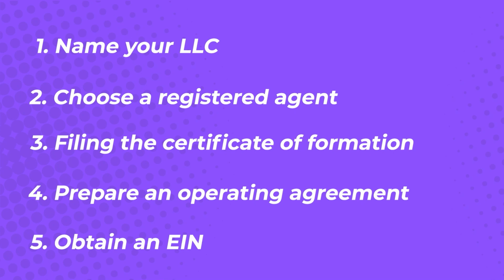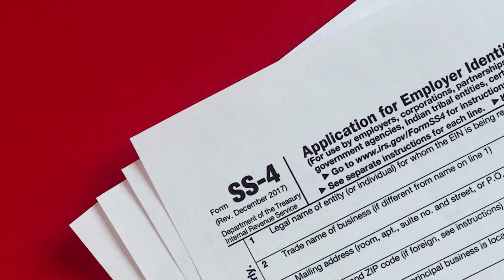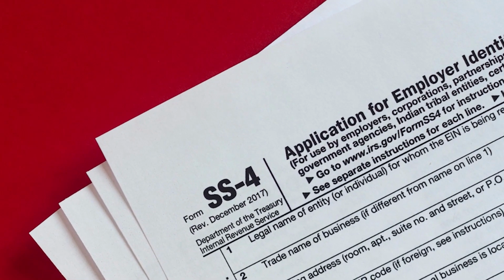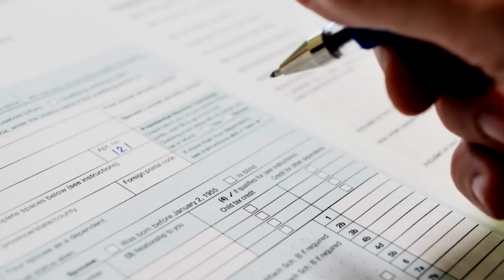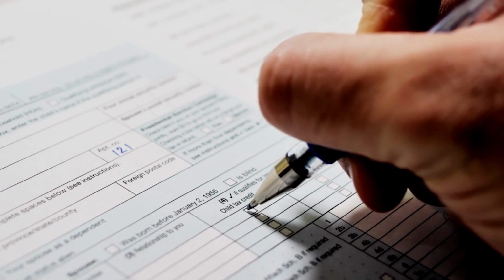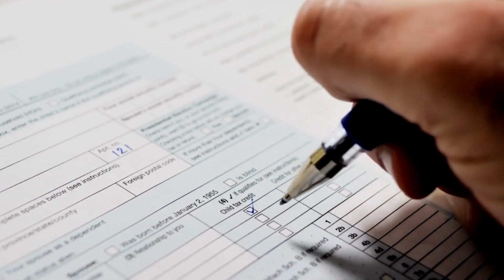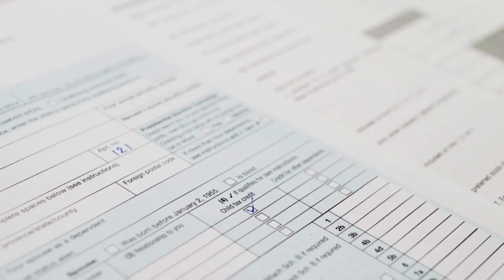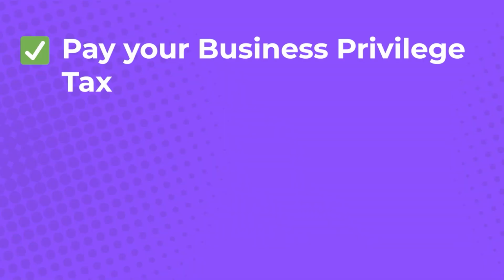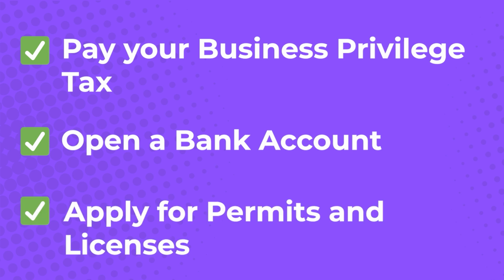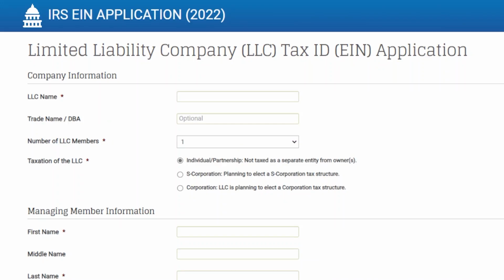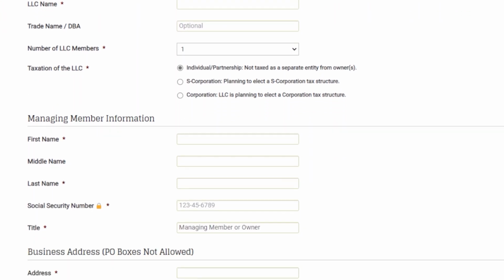Step 5. Obtain an EIN. Next, we need to get an EIN for your LLC. An EIN, or Employer Identification Number, is a federal tax ID issued by the IRS to your company. Your EIN is used by the IRS to readily identify your firm on tax filings. All Kansas firms pay a business privilege tax, and the state requires you to have an EIN to file. You may also be required to provide your EIN when opening a bank account or applying for municipal permits and licenses. Obtaining an EIN is a slightly longer process compared to the previous steps.